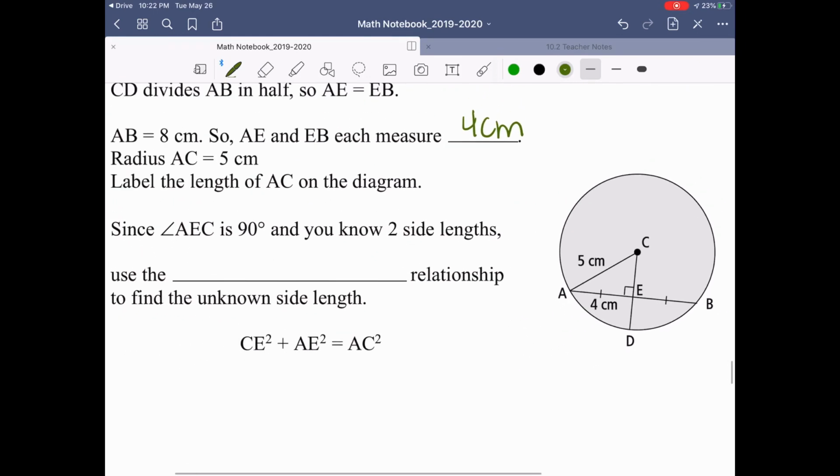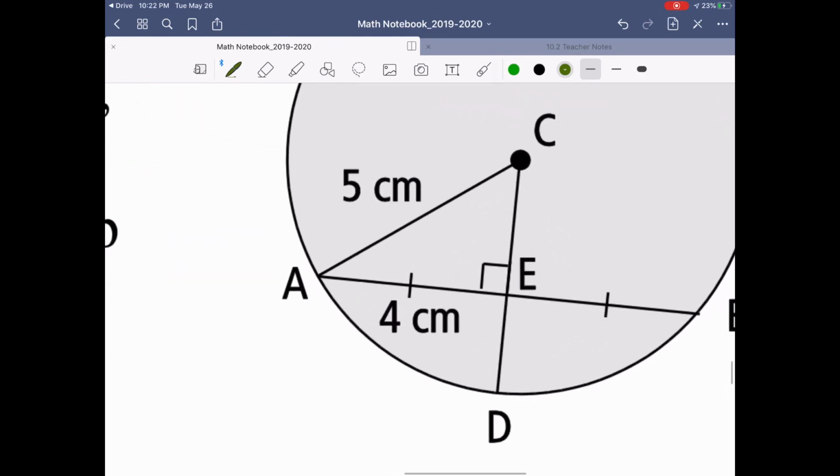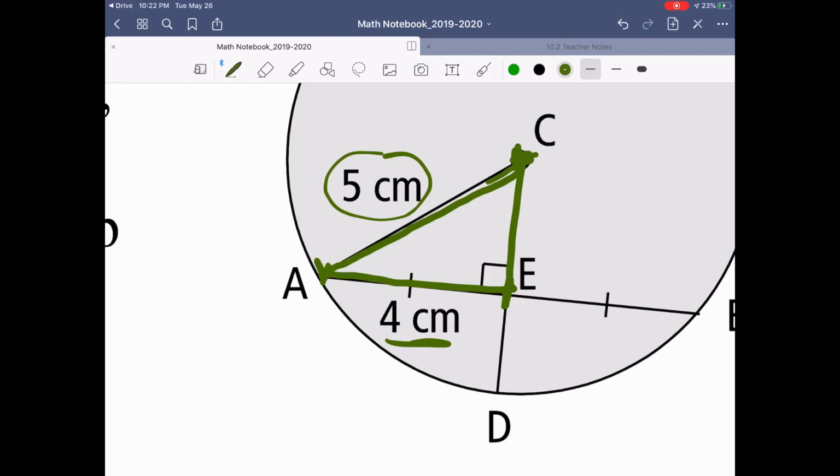So since AEC is 90 degrees and you know two side lengths, you can use the Pythagorean relationship to find the unknown side length. Because if you look here, you actually have a right angle triangle. And this CA is a radius, so it's 5. AE is half of the chord, so it's 4. And CE is this side length that we're trying to find.